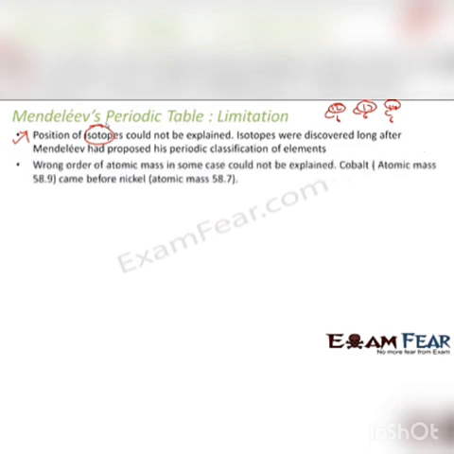Also, the order of atomic mass was wrong in some cases, and that could not be explained. For example, cobalt was 58.9, and it came before nickel, and nickel is 58.7. So 58.9 came, then 58.7 came. There was a debate on why it was happening like this, though it was only a 0.2 difference. Generally it should be first, then second, then third, right? It should not be the other way. So the wrong atomic mass order was not explained at that time, right?